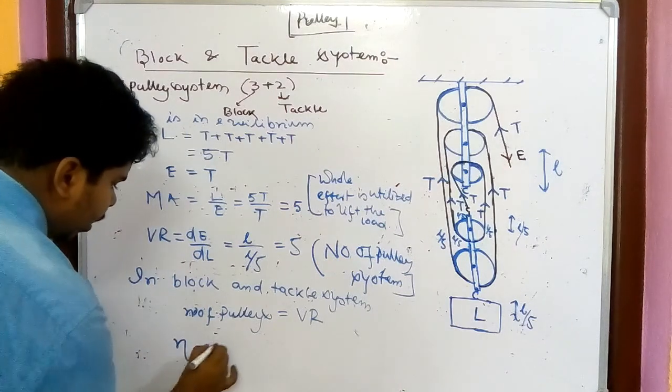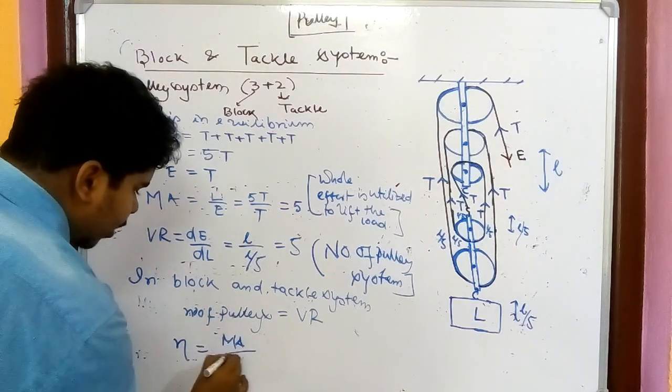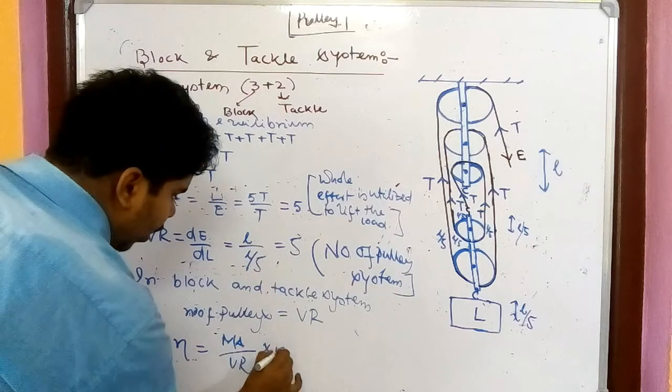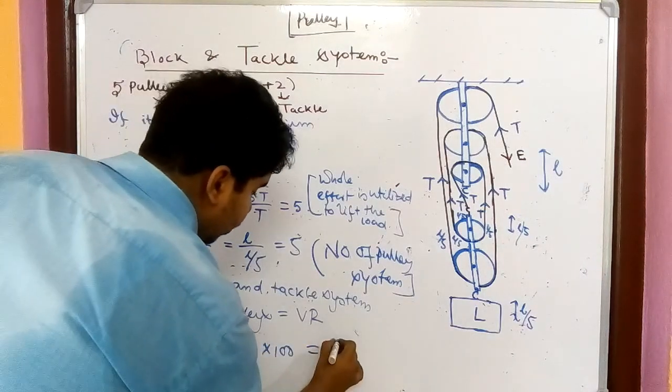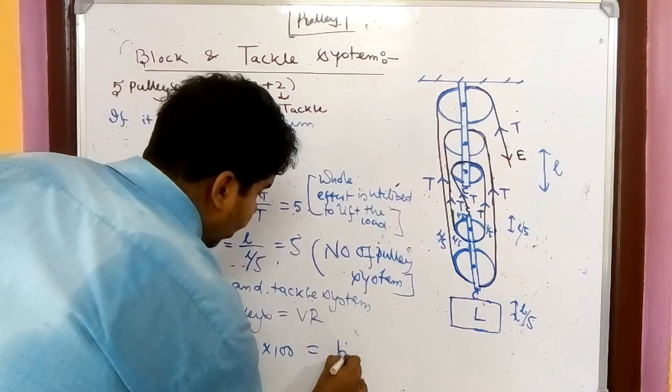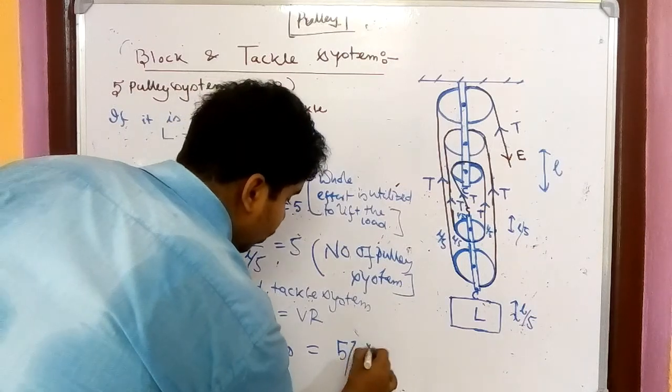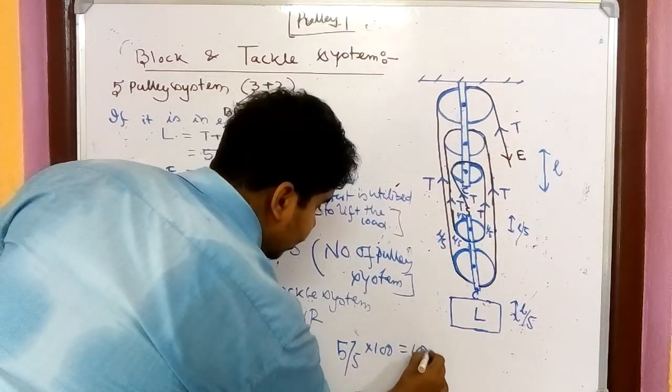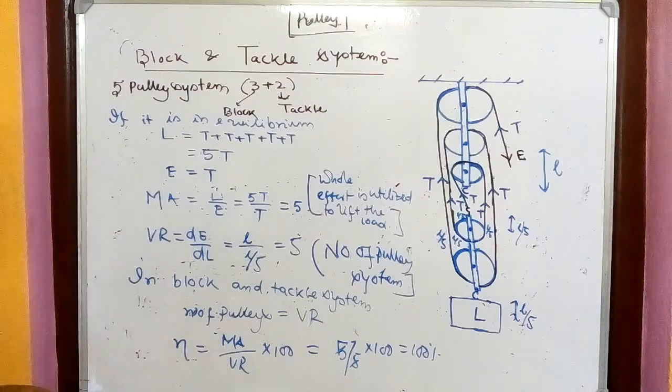Then efficiency eta equals mechanical advantage by velocity ratio into 100%, that is 5 by 5 into 100, that is 100%. Simple thing we have done earlier also. That is for the 5 pulley system.